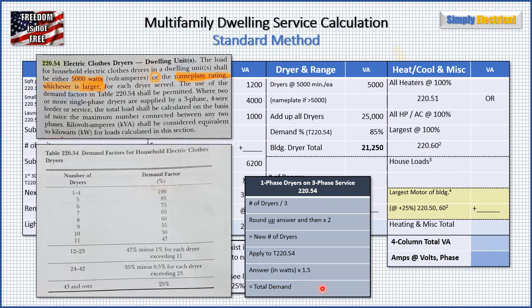Now, it would take a while to explain exactly why this formula works the way it does. I'm not going to do that in this particular video. But if you have questions on that, if you need some understanding on that, put some comments in the comment section below, and maybe I can make up a video explaining exactly how I come up with this formula. But at least you have it there and you can play around with it if you'd like. Okay, so that takes care of our building dryer total in VA.